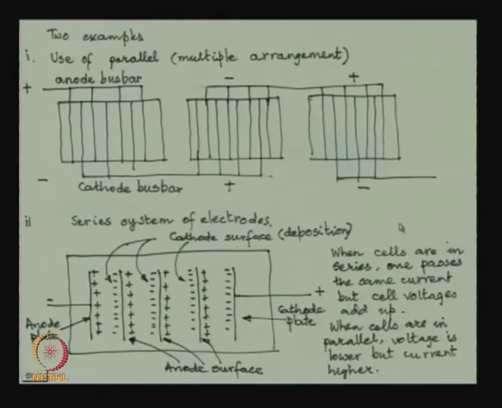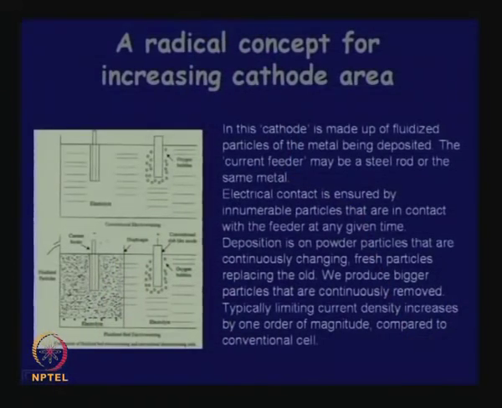So, to summarize, when cells are in series, one passes the same current, but cell voltage adds up. When cells are in parallel, voltage is better, but current can be high. We can have what we have here, parallel series connection. We can have bipolar electrodes. These are various ways of handling electrodes in a system.